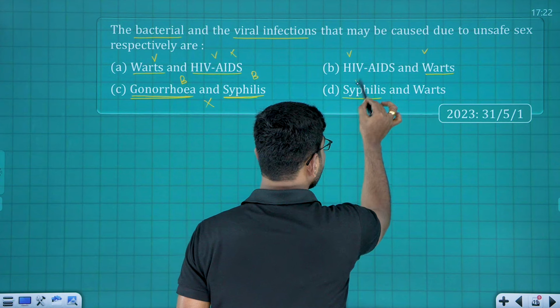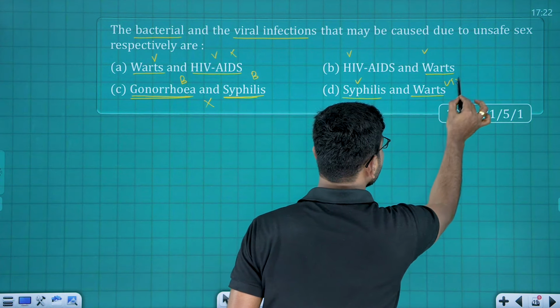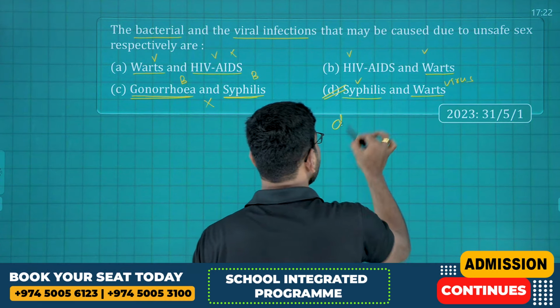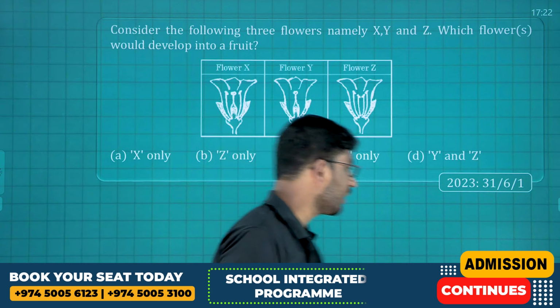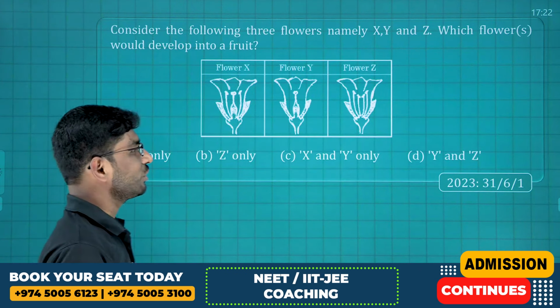Syphilis bacteria, correct. What? Virus. So the right answer is option D. Am I correct? Shall we go to the next question? It's a simple question, easy question. Look at this question, students.